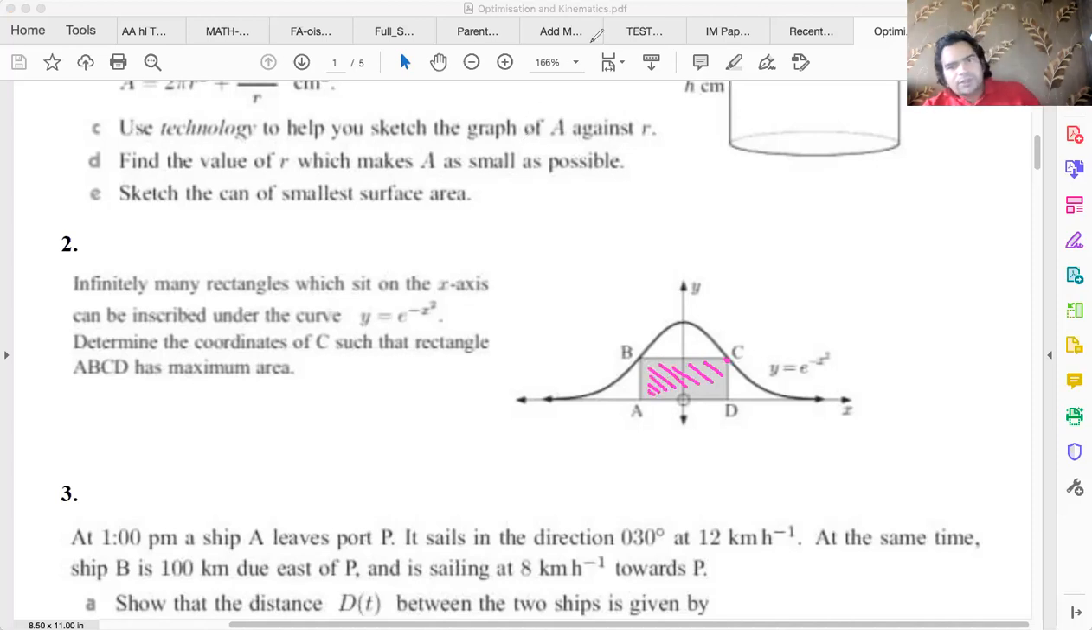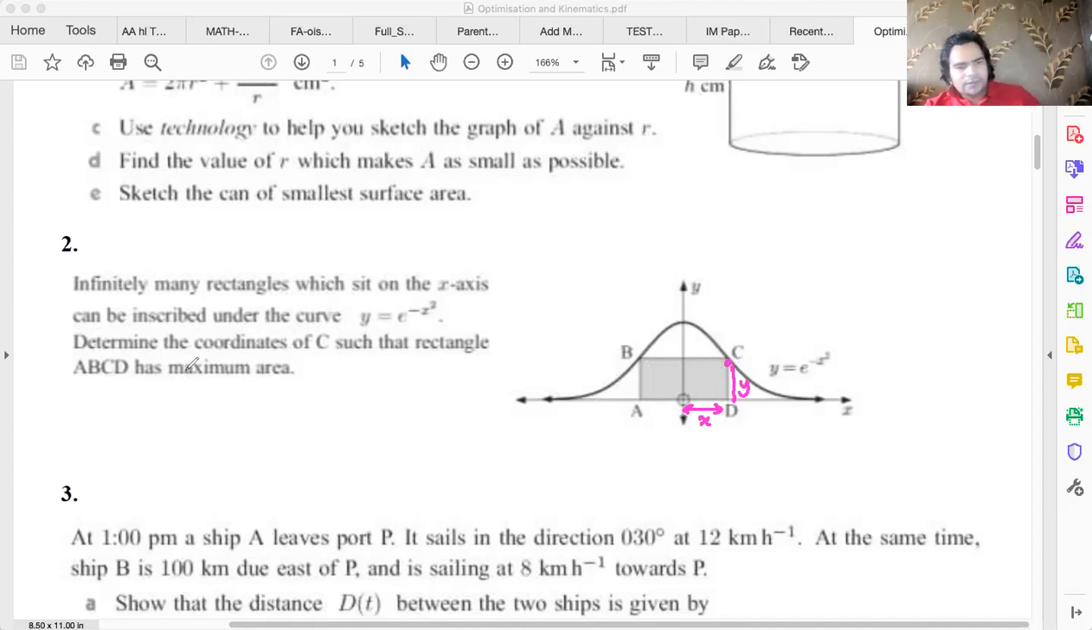Since we are talking about area, it is as important as finding a single function in one variable for the area. Now let's find out. If I take this length as x, the corresponding length is y, because this is the coordinate of C. Also, we know that y is nothing but e to the power negative x squared.